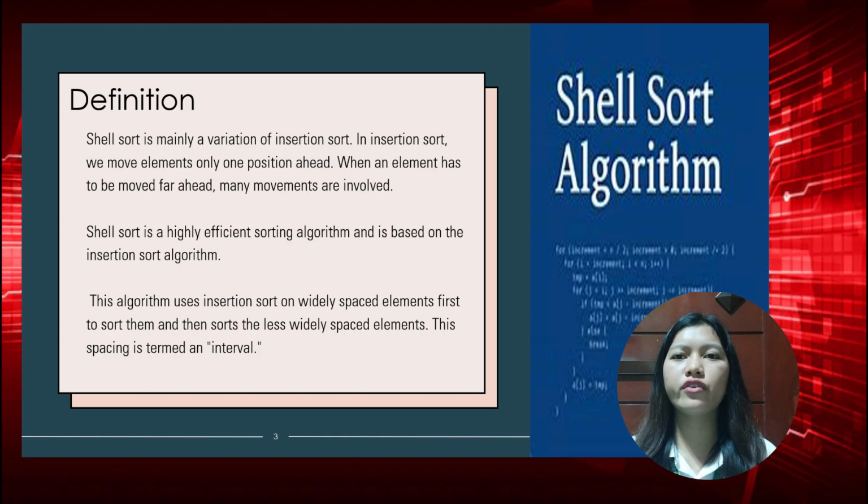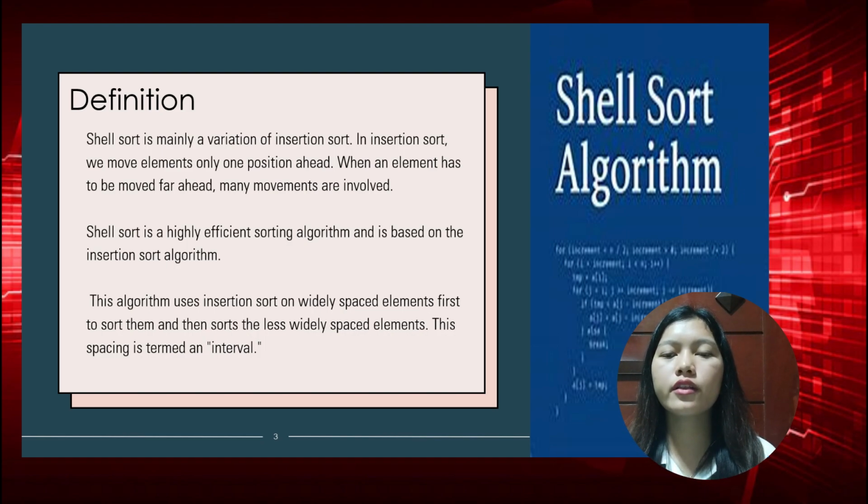Shell sort is a highly efficient sorting algorithm based on insertion sort. This algorithm avoids large shifts, as in the case of insertion sort, if the smaller value is at the far right and has to be moved to the far left. It uses insertion sort on widely spaced elements first to sort them, and then on less widely spaced elements. This spacing is termed an interval, and the interval between the elements is reduced based on the sequence used.